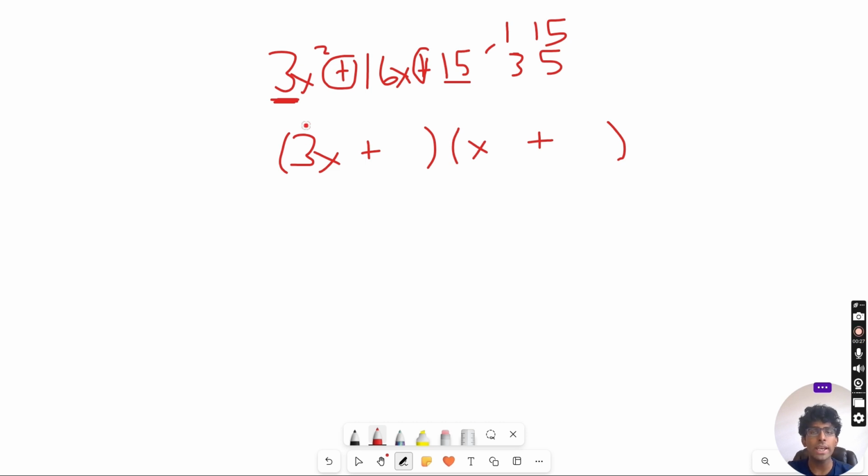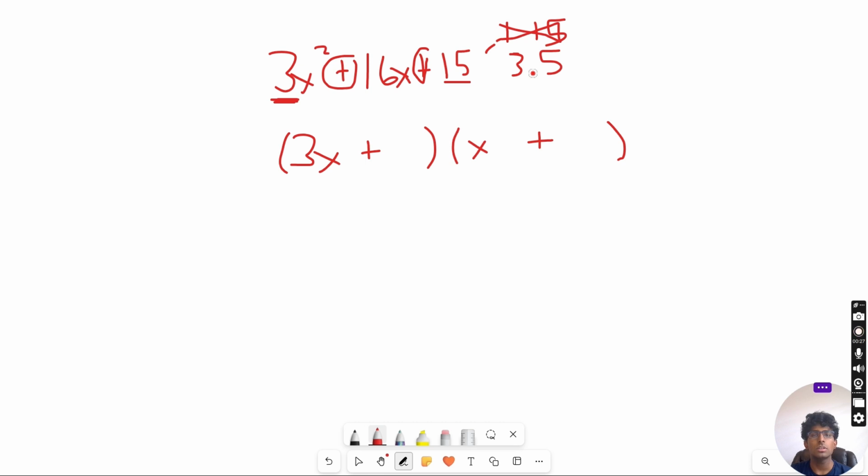So let's think. Obviously I can't put the 15 outside. That makes no sense, because 3x times 15 is 45. We're already way above 16. If I put the 15 here and a 1 on the outside, we're going to get 3 times 1, 3x, plus 15x, 18x. No, that's not going to work. So I'm going to get rid of this. Now we have 3 and 5.